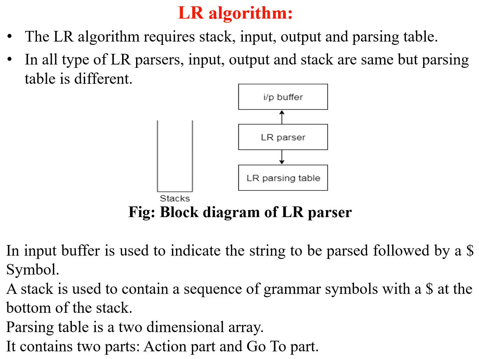The input buffer is used to indicate the string to be parsed, followed by a dollar symbol to indicate the end of the input string. We use the stack to contain a sequence of grammar symbols, that means non-terminals and terminals, and at the bottom it contains a dollar sign to indicate all input symbols are processed. The parsing table is generally a two-dimensional array, containing the action part and the go to part.